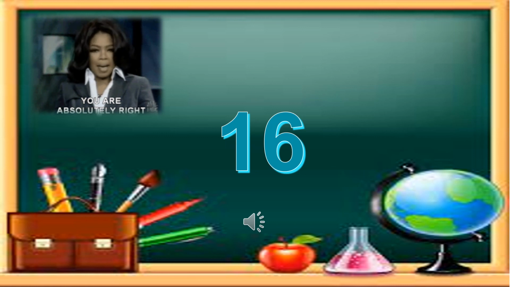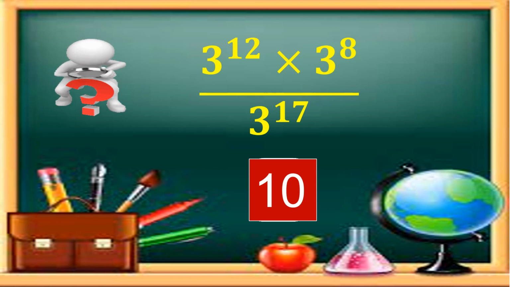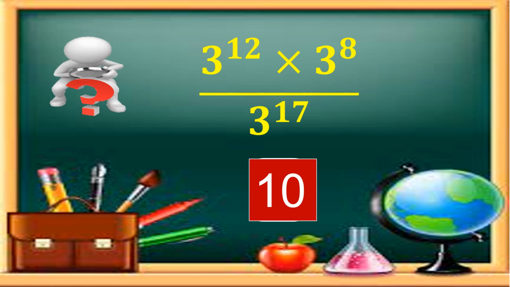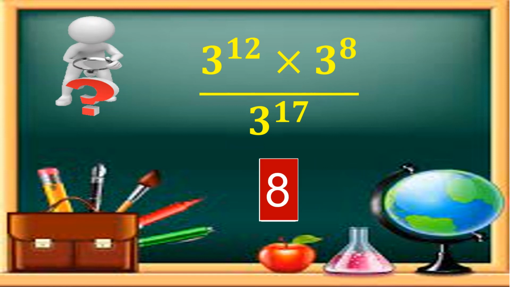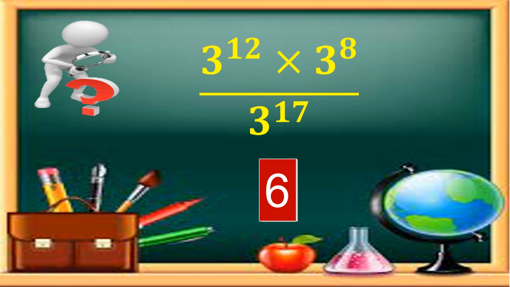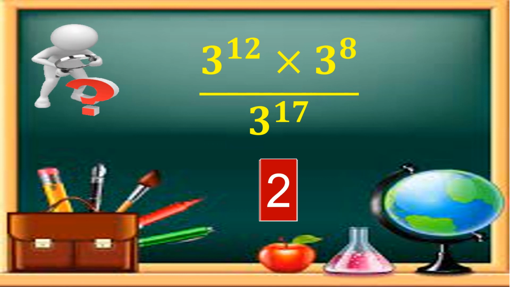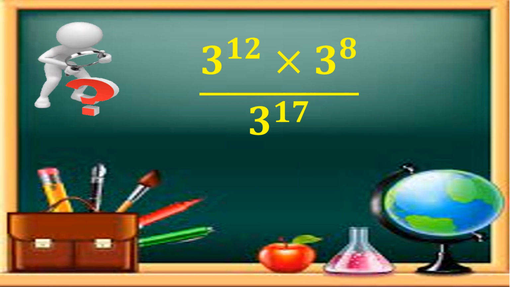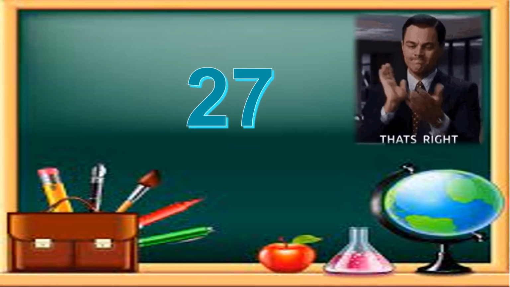Now let us have another one. Let us have 3 to the power of 12 times 3 to the power of 8 over 3 to the power of 17. What is the answer? I will give you 10 seconds to answer this one. Timer starts now. Time is up. What is your answer? That's right. The answer is 27.